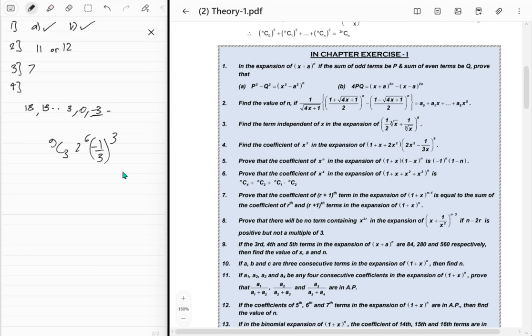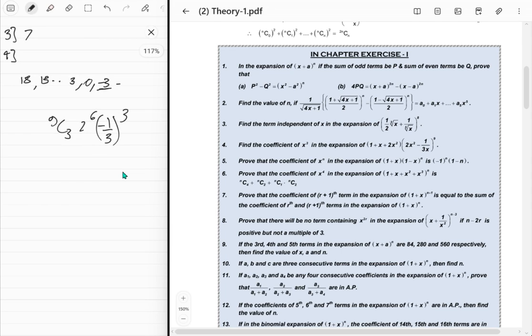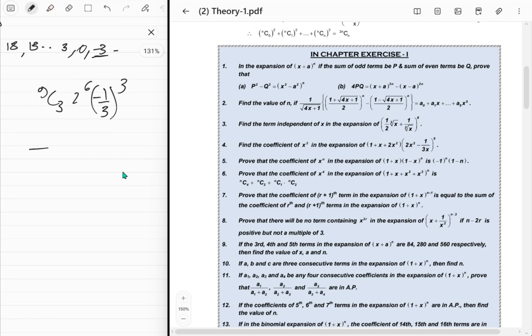That should do it. So 9C3, 2 power 6, negative 1 upon 3 power 3 is negative. Yeah, it's supposed to be negative. 9C3 is 9 into 8 into 7 upon 6. So that will be 3 into 8 into 7 upon 2. So 3 into 4 into 7.